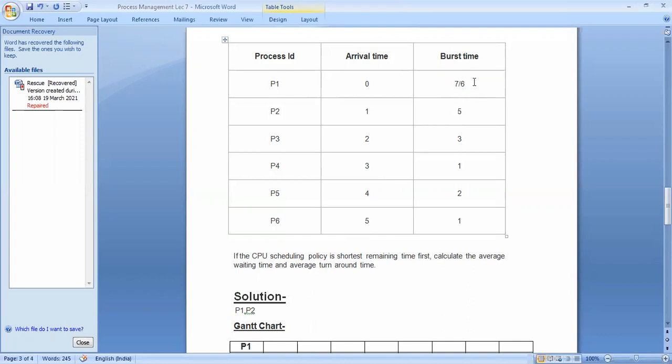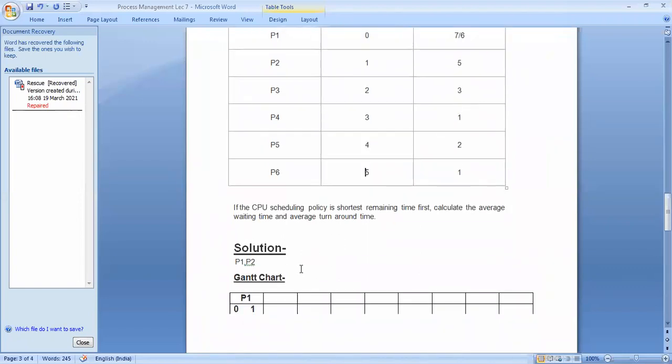P1 burst time is 6 and P2 burst time is 5, and our algorithm is shortest remaining time first. Which process has the shortest remaining time? P2. So that's why the P2 process will execute. For how long? Now 1, so here now 2.